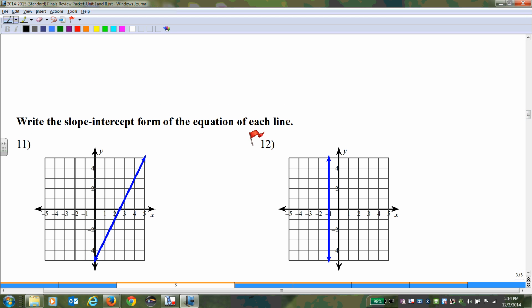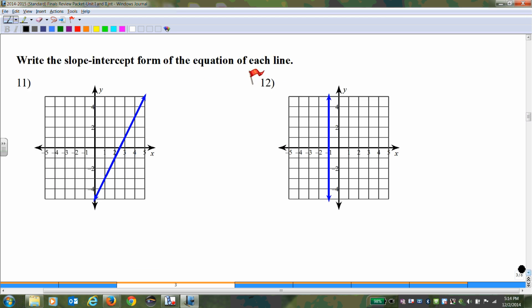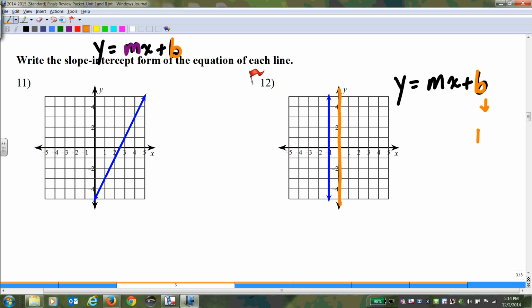We're going to write the slope-intercept equation of a line. So here, slope-intercept is y equals mx plus b. So you have to find the b, and you have to find the slope. So we go over here, y equals mx plus b. Well, we've got a bit of a problem here, because step number 1, nothing crosses the y-axis, so there's no b. B is missing.